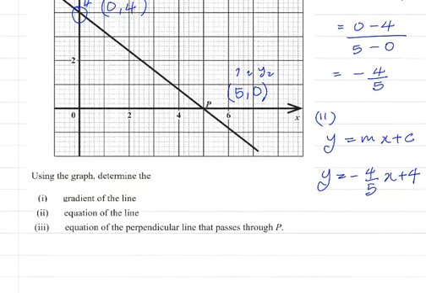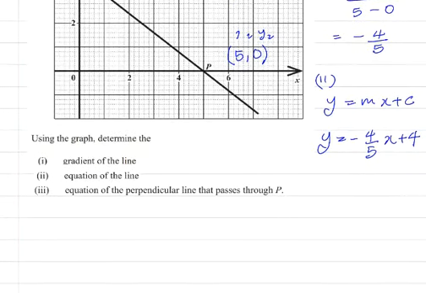Alright, the third and final thing we're asked to do is determine the equation of the perpendicular line that passes through P. I'm going to assume that what the examiner is asking me to do is find the equation of the line that is perpendicular to this line and that passes through P. So really what I should be doing is finding the equation of this line, which is perpendicular to the first line and passes through P.